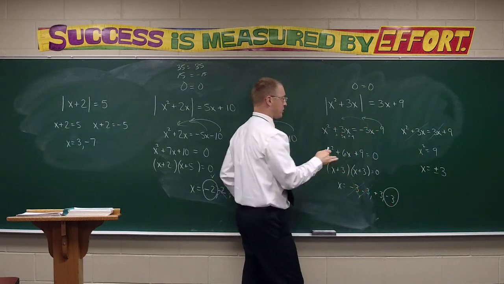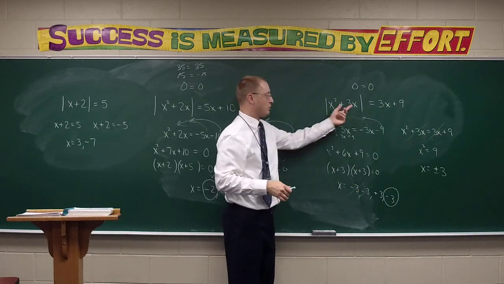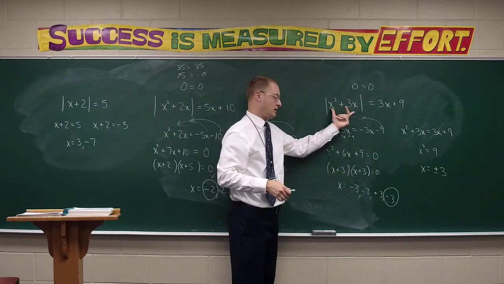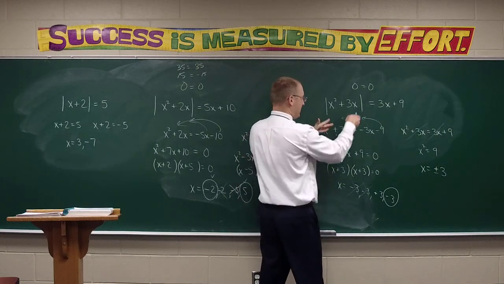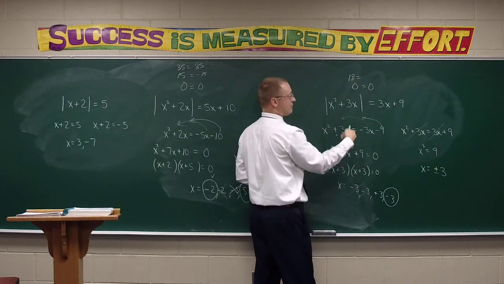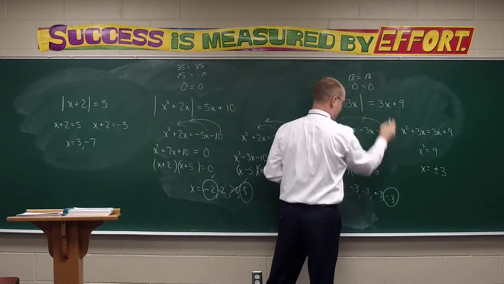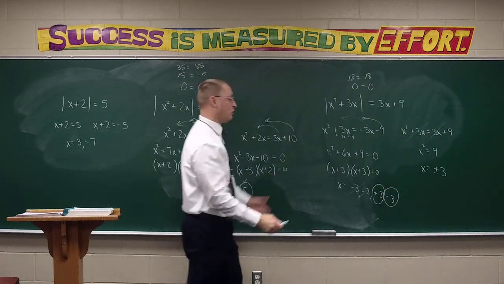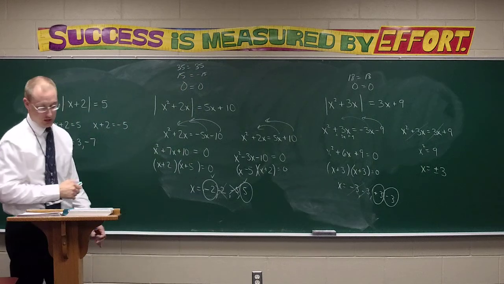Let's try the 3. 3 squared. And 3 times 3. 9 positive 9. Absolute value of 18. 18. 3 times 3. 9 plus 9 is 18. Alright, so no extraneous roots. A couple of duplicates, but no extraneous roots this time.